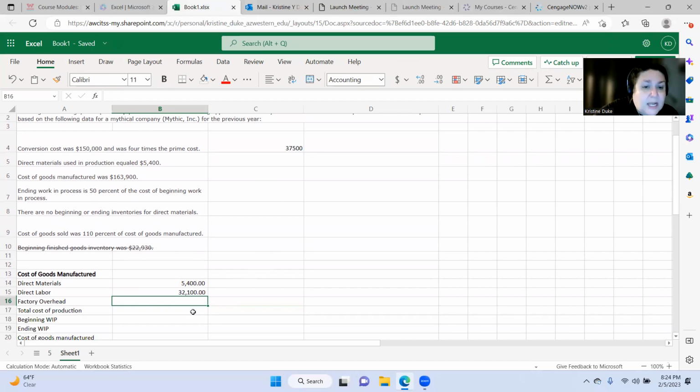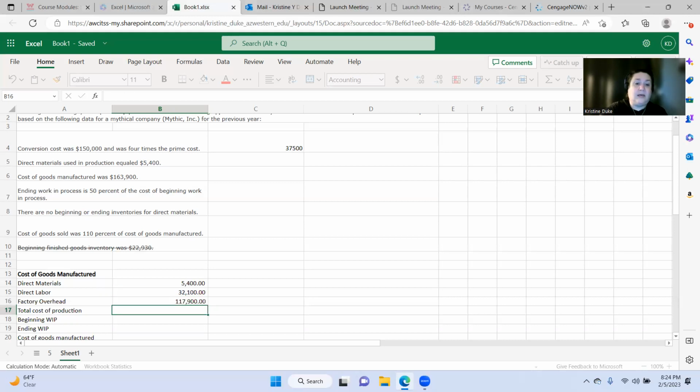Now, the next thing I know is that my factory overhead is combined with my conversion cost. And that, again, is my direct labor and my factory overhead. So I'm going to go 150,000 minus that one up there. And that is going to tell me what my factory overhead was. That's a little much, but you know what? Hey, who am I?